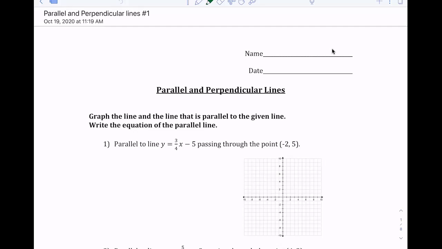All right, so it's really simple. If lines are parallel, they have the same slope. If they are perpendicular, they have negative reciprocals. We'll demonstrate that maybe tomorrow, and I'll show you why. But we're going to graph them, so it should be simple for you to understand.